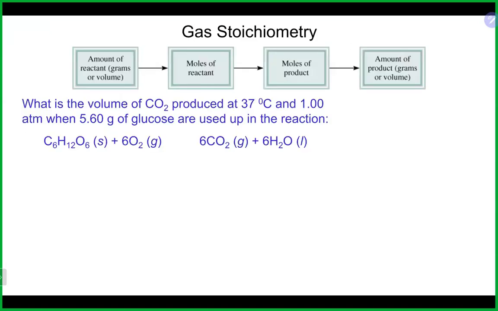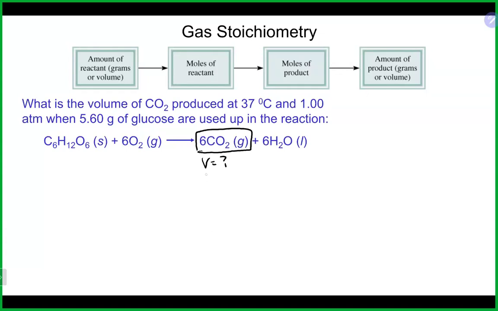Let's take a look at one here. So there's the arrow. So for example, what is the volume of CO2 that is produced at 37 degrees Celsius and 1 atmosphere when 5.6 grams of glucose is used up in this reaction? So let's take a look. We want to figure out the volume of our CO2, which is a gas.